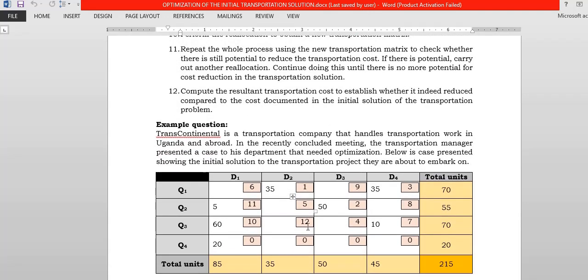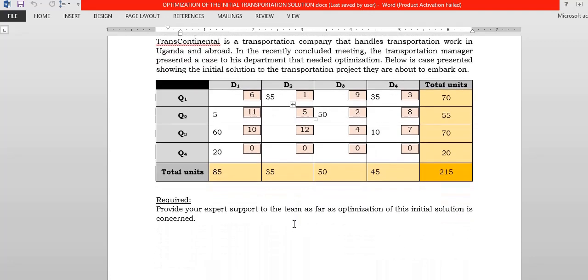Here is our question. We are told that Transcontinental is a transportation company that handles transportation work in Uganda and abroad. In the recently concluded meeting, the transportation manager presented a case to his department that needed optimization. Below is a case presented showing the initial solutions to the transportation project they are about to embark on. Required: provide expert support to the team as far as optimization of this initial solution is concerned. So we are going to follow the procedures we talked about earlier. So, solution.